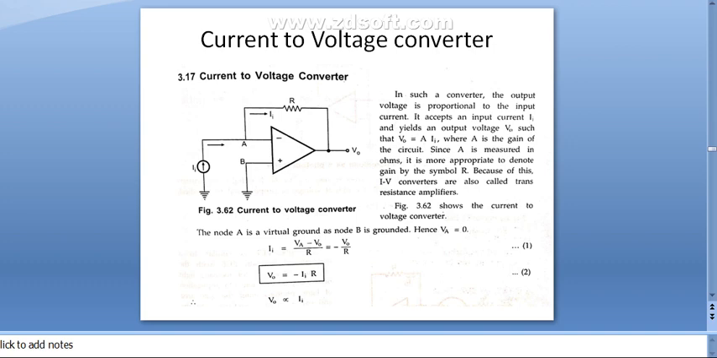That means the output voltage is proportional to the input current. That is the current to voltage converter. It is also called a trans resistance amplifier.